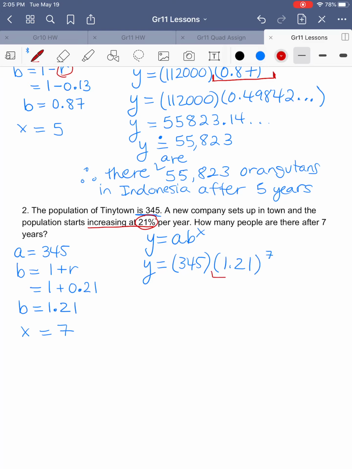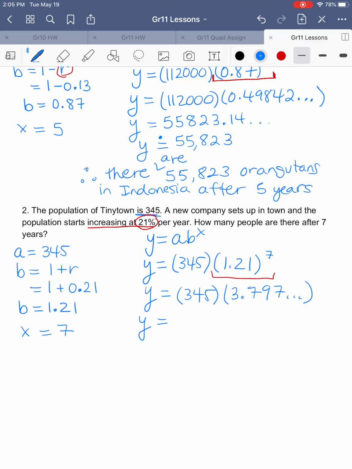And just like the previous example, if your calculator doesn't do BEDMAS for you, please make sure that you do the exponent first before you do any multiplication, because that exponent of 7 is only on the 1.21. And if we do that calculation, it gives us about 3.797 and so on. Again, don't round until the end.